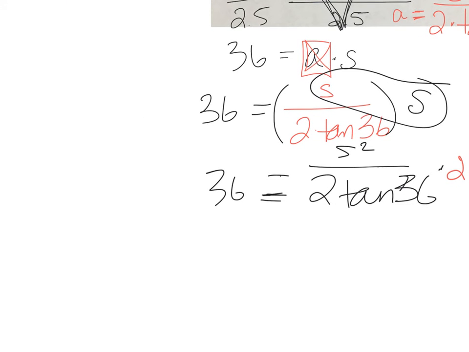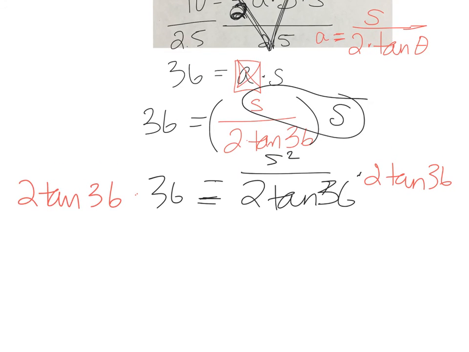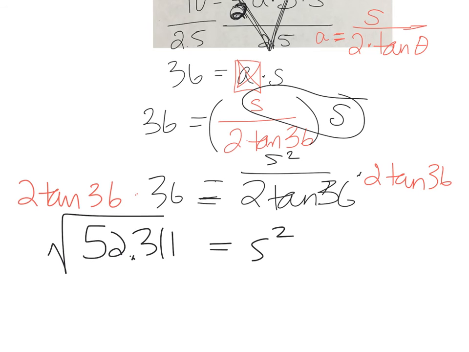Let me move over here. We're going to round it to 2 decimals at the end. So I have s squared equals 52.311. And then the final thing to find the side length is take the square root. So the square root of 52.311 is 7.23, the side length.